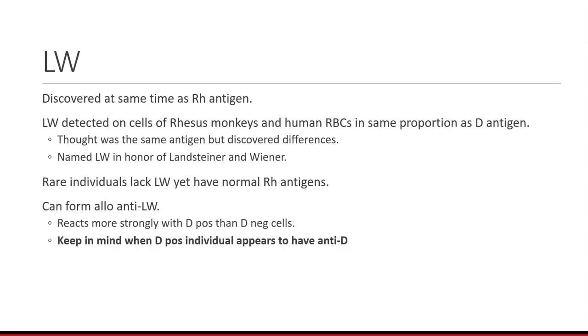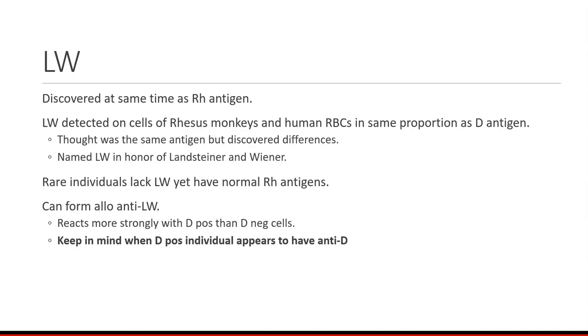The LW antigen was discovered at the same time as the Rh or rhesus antigen. The LW was detected on the cells of rhesus monkeys and human RBCs in the same proportion as the D antigen. They initially thought this was the same antigen, but eventually they discovered some distinct differences. It's named LW in honor of Landsteiner and Wiener. There are rare individuals that lack LW, yet have normal Rh antigens.